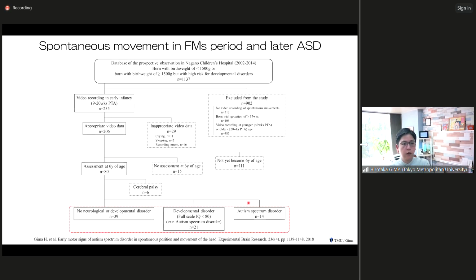Let's move to another one. This slide shows our studies examining the relationship between characteristics of spontaneous movements in early infancy and later ASD in very low birth weight infants. In this study, we examined the characteristics of spontaneous movements at early infancy in 39 children who had no clinical issues, 21 children who showed developmental delay, and 14 children who were diagnosed with ASD at 6 years of age.